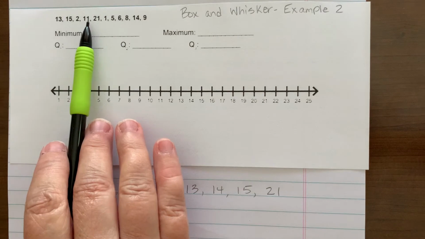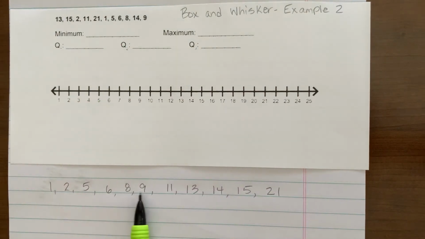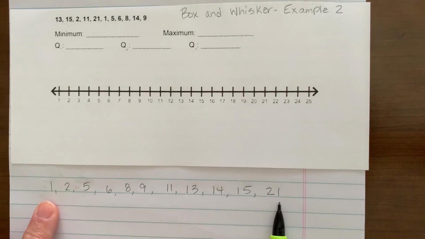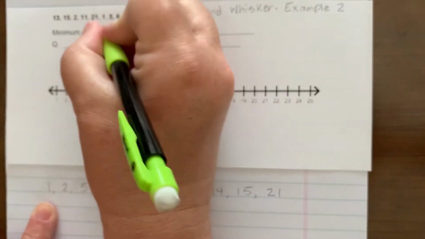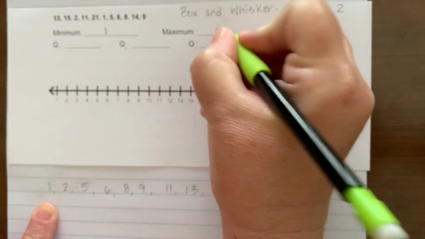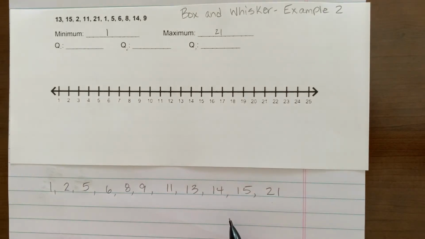So I've got 11 values: 2, 4, 6, 8, 10, 11. Always good to check. The first thing that I'm going to do is find my minimum and my maximum. My minimum here is 1 and my maximum is 21. Remember, that's going to give me the ends of my whiskers on my graph.